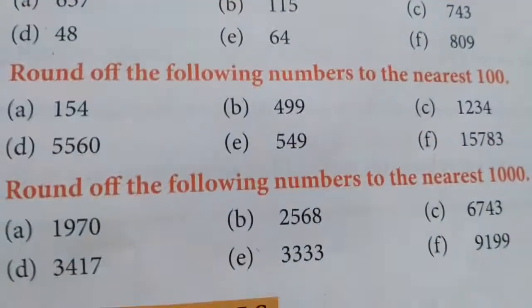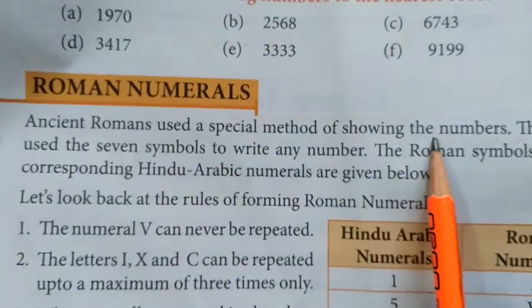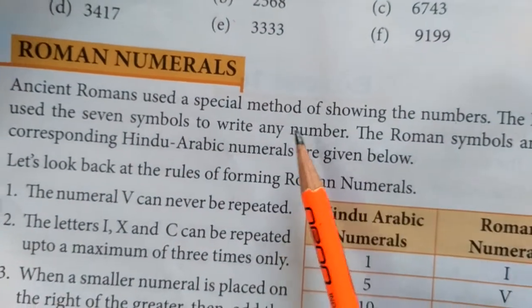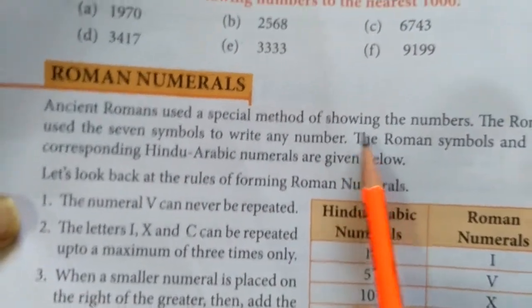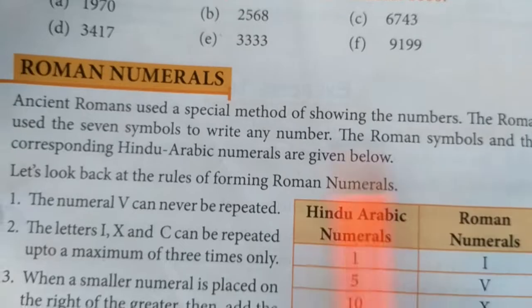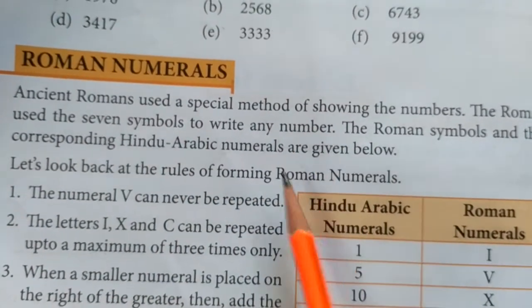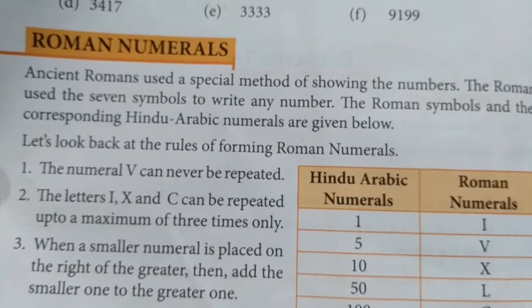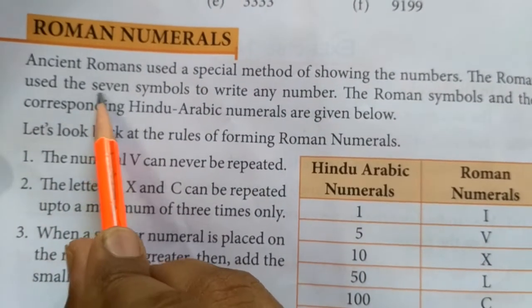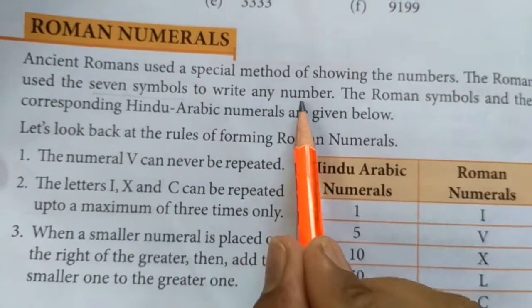Okay, so ancient Romans used a special method of showing numbers. They also developed a certain method of showing the numbers. The Romans used 7 symbols to write any number. They were using certain kinds of symbols, and there were 7 symbols to write any number.